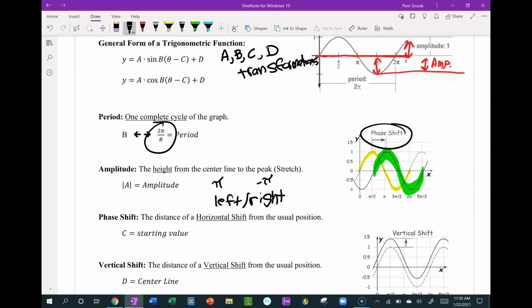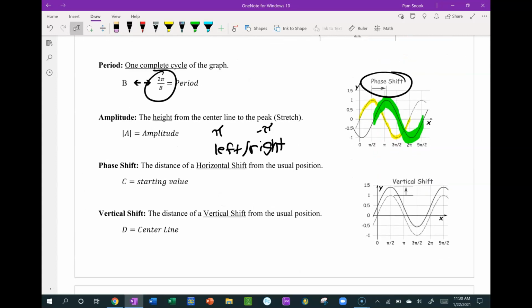And then the other idea is your vertical shift. Now we're used to that, up and down, and that's going to be from D. It's going to cause a vertical shift where your sine wave goes up or goes down. The easiest way to think of that is it's actually shifting where your center line is.